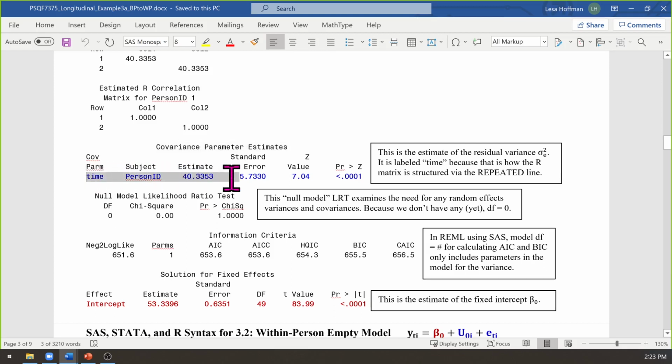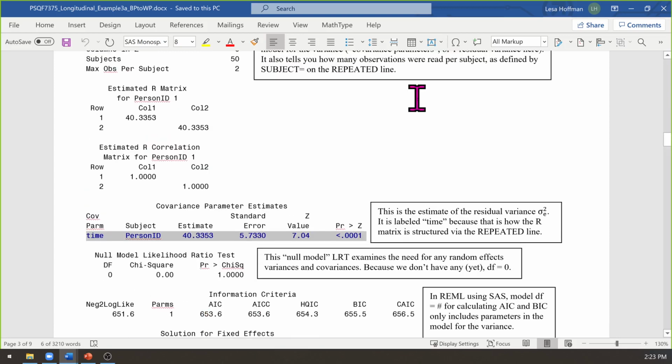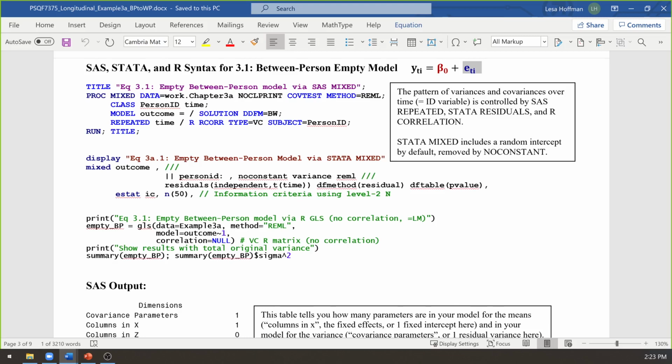So it's covariance parameters, but they mean variances too. This is just going to be a list of all of the parameters that you've asked for in your model. All we've asked for at this point is E. We want its variance across all observations, people, and occasions. So that's my 40.